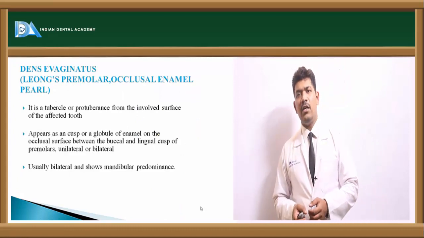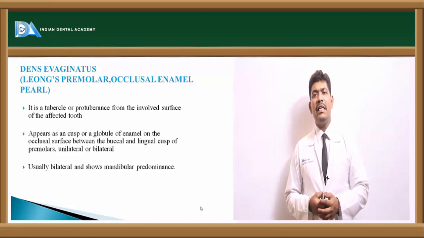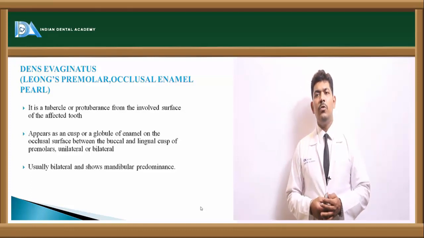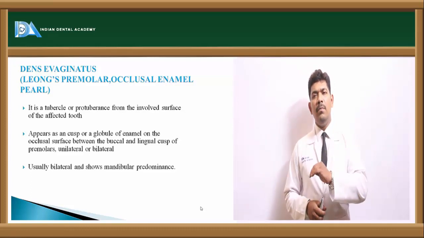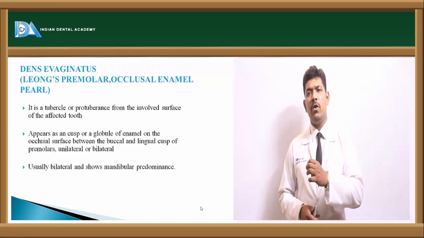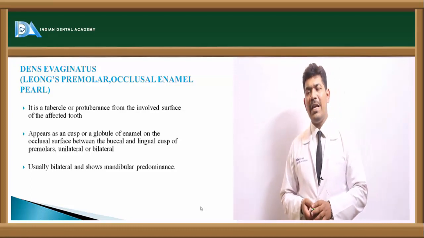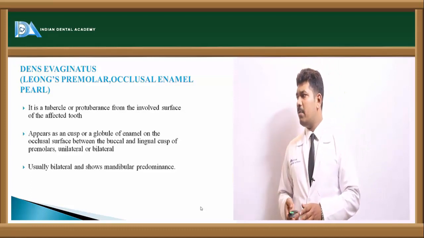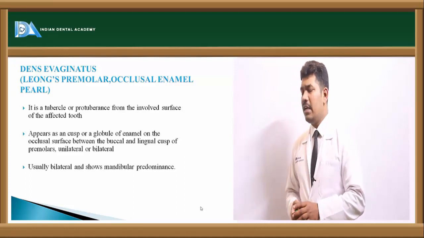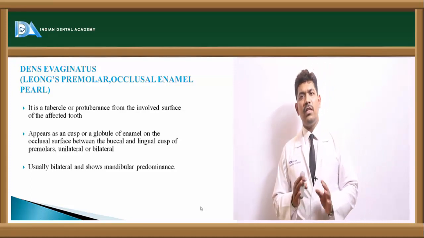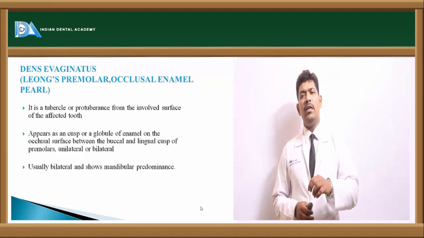Then we have just the opposite of what we have seen in dens invaginatus, we have dens evaginatus. That means the tooth germ has evaginated from inside to the outside to form a kind of bulb or pearl, what we call an enamel pearl, on the occlusal surface. It is predominantly seen in permanent premolars, hence the name Leong's premolar. It is found as a tubercle or a protuberance at the involved surface. It is usually bilateral. Both sides of the mandibular jaw are primarily affected, predominantly the premolars.